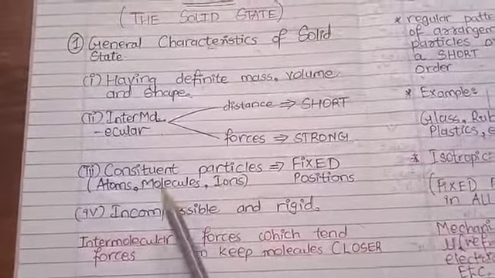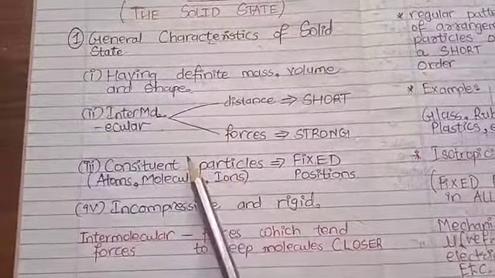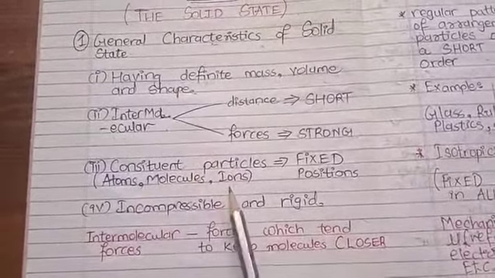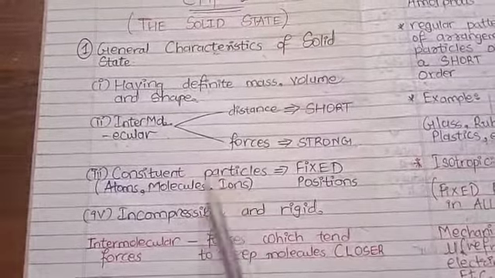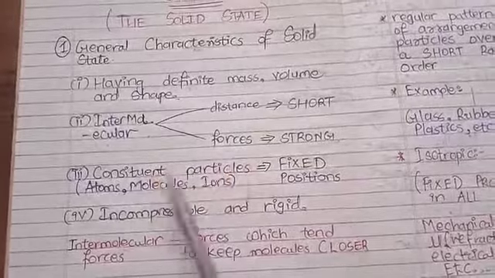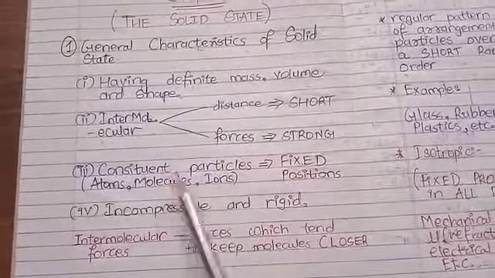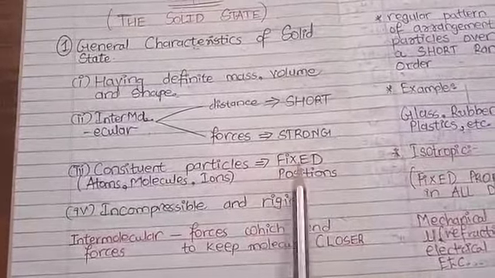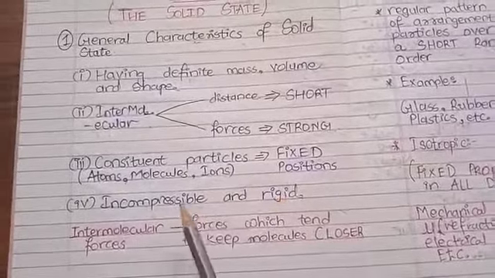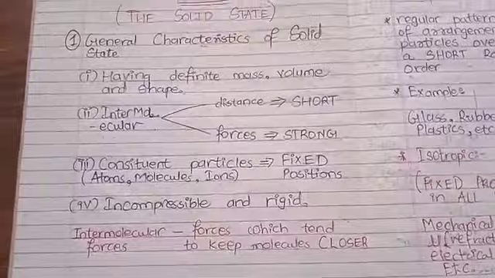The third is constituent particles. My constituent particles may be either atoms, molecules or ions. And my constituent particles have fixed positions. Next, it is incompressible and rigid. You can't compress it, you can't stretch it, and hence it's a rigid object.